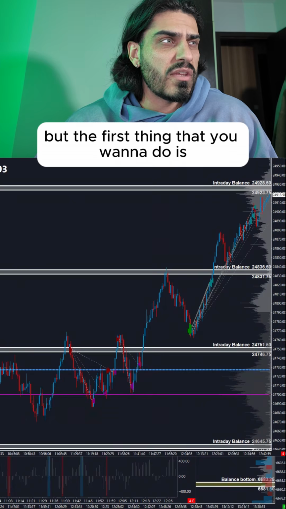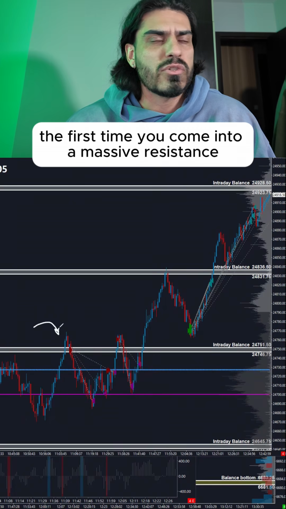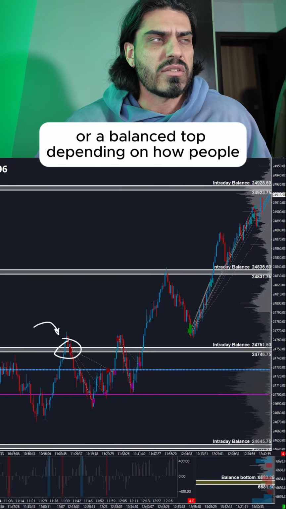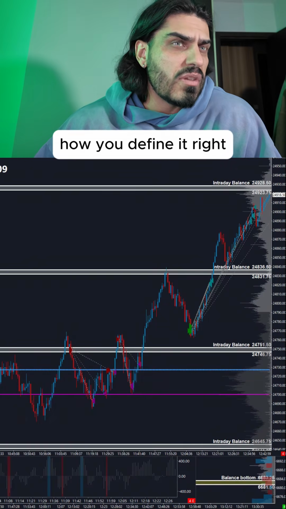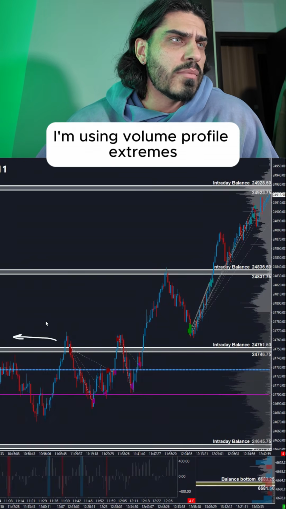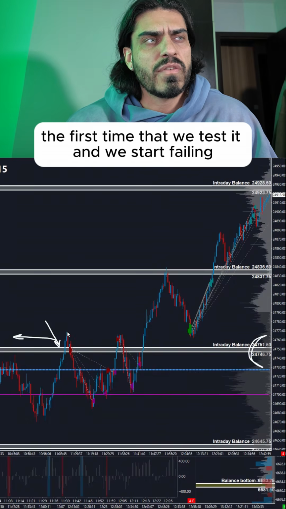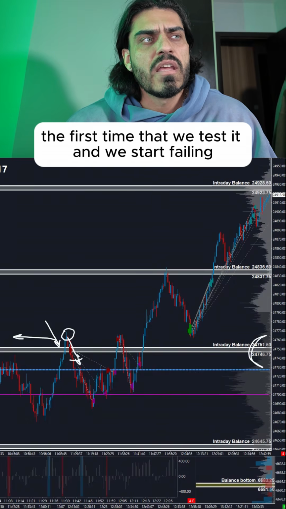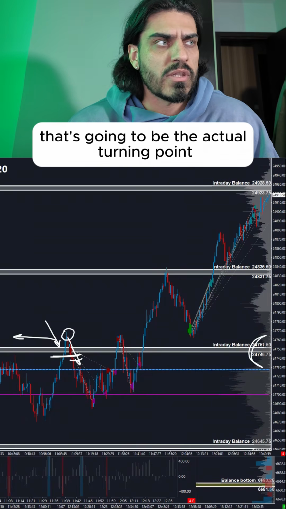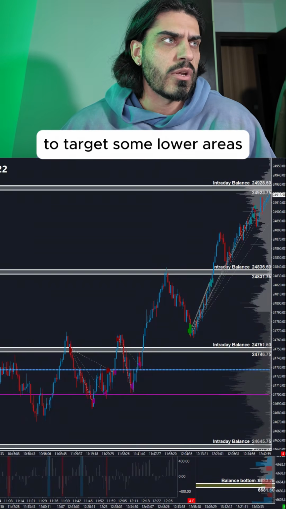But the first thing that you want to do is the first time you come into a massive resistance or a balanced top, depending on how you define it, right? It could be a liquidity grab. I'm using volume profile extremes. So this area 750, the first time that we test it and we start failing, that's going to be the actual turning point, the potential of a mean reversion to target some lower areas.